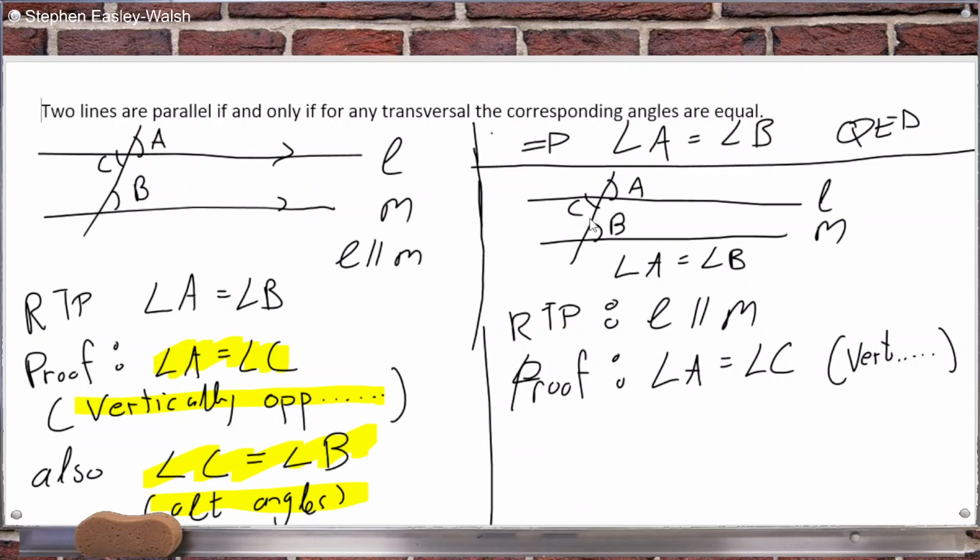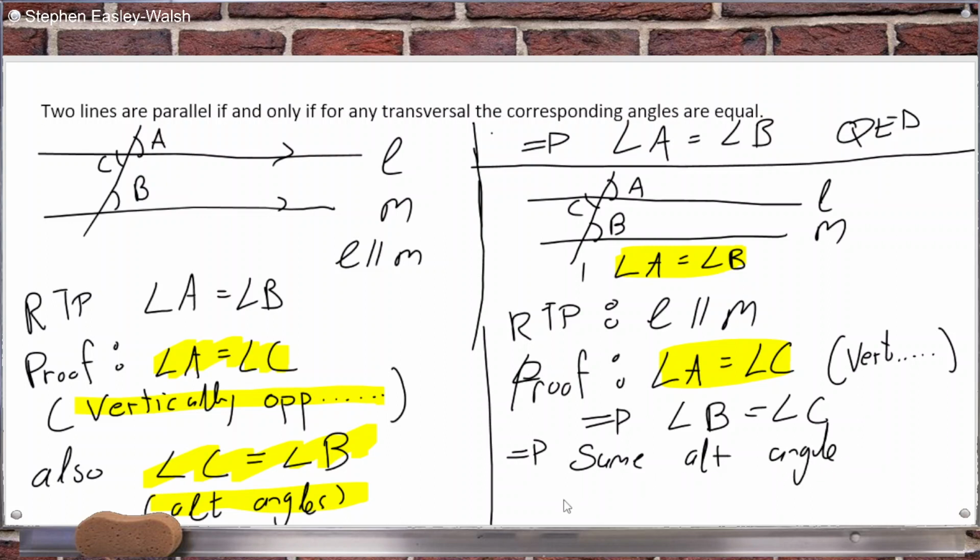I can say now, let me think one second. So we have now two statements here we can combine. In the diagram we know that angle A equals angle B, and because C is vertically opposite A, we know that A equals C. So if B equals A and A equals C, that means we can say that angle B equals angle C, which means they have the same alternate angle.